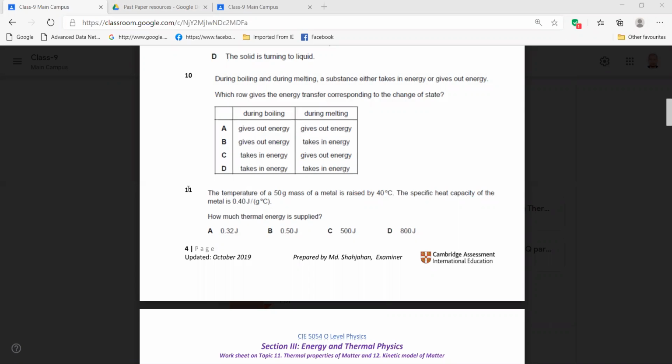The temperature of a 50-gram mass of metal is raised by 40 degrees Celsius. The specific heat capacity of the metal is 0.40 joules per gram degree Celsius. How much thermal energy is supplied?